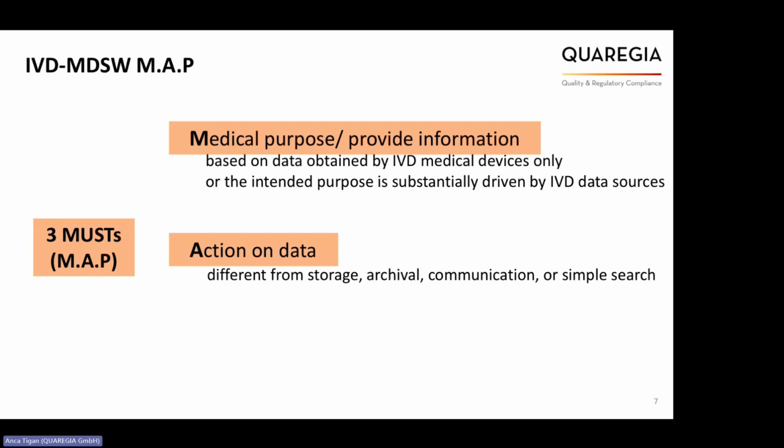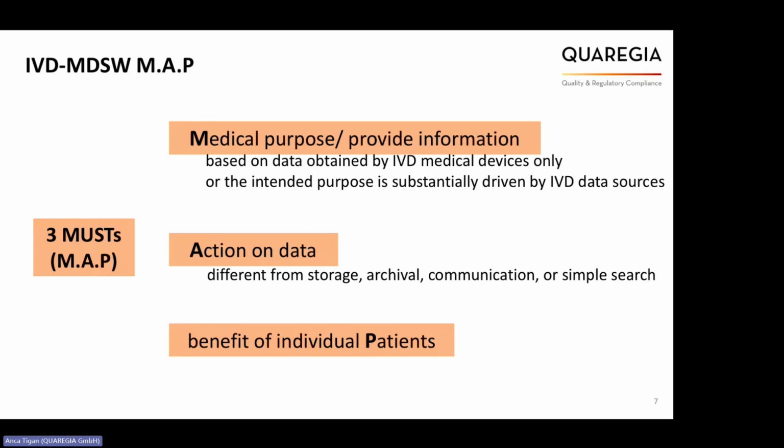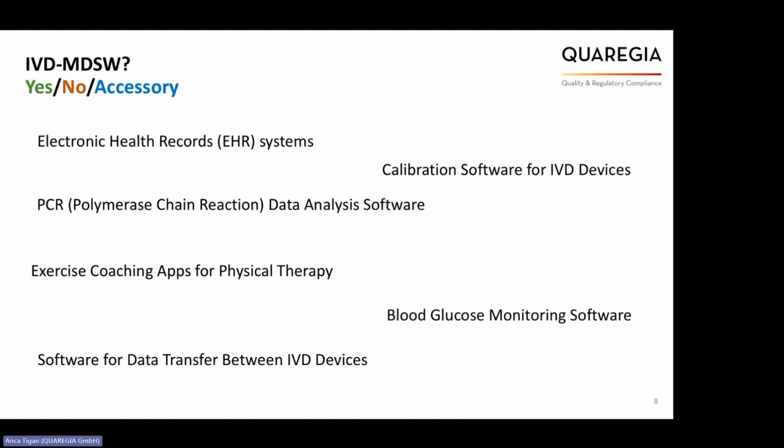The A stands for the software must perform an action on data that is different from storage, archival, communication, or simple search. And finally, the P stands for patient, because whatever the action on data that the software is performing has to be for the benefit of individual patients. So for the qualification of IVD MDSV, I always like to apply this MAP mnemonic, and I have prepared several examples to go through to show you how this can be done in practice.